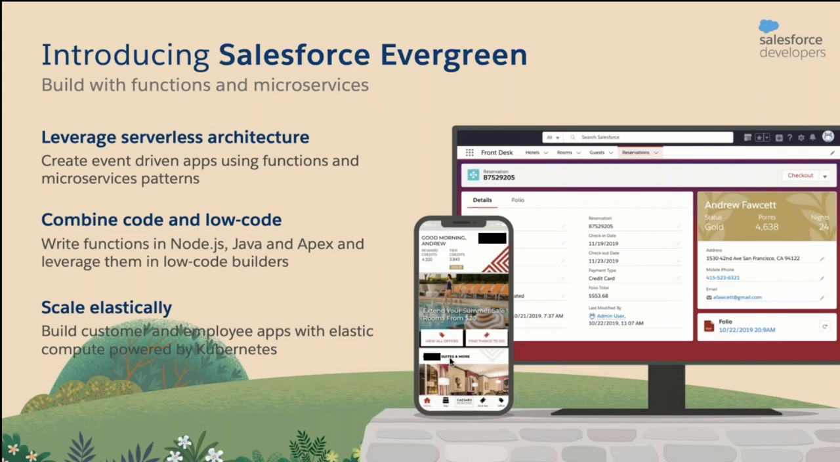So if you want to write event-driven apps, then you can invoke these functions using platform events and change data capture events. You can even call these functions directly from our low-code tools. That is, you can call them from Flow Builder, you can call them from Process Builder, and you can also call these functions through Apex. And all of these are scalable, and we are doing all of the scalability on the Kubernetes platform, which is going to balance your control and access, so you don't have to worry about scalability. So all of this is going to come to you with Salesforce Evergreen.